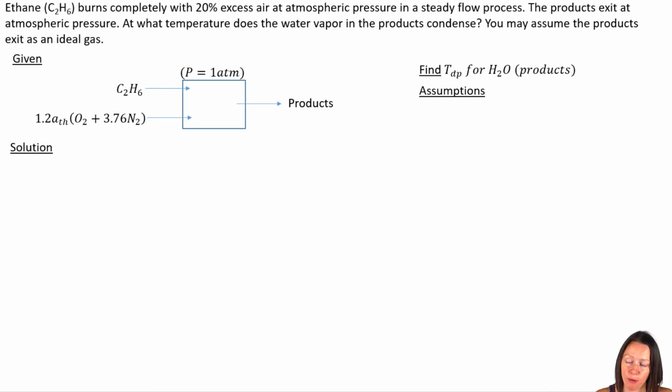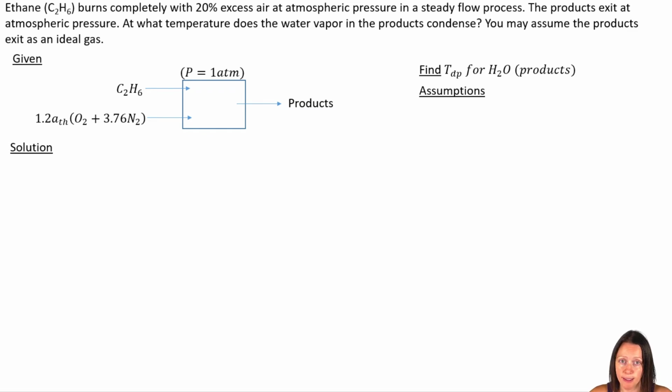Right, so let's work a problem. We've got ethane burns completely with 20% excess air. And in my diagram here, I've got a 1.2 in front of the A sub TH to account for that 20% excess air. So it's 20% excess air, in other words, 120% theoretical air.